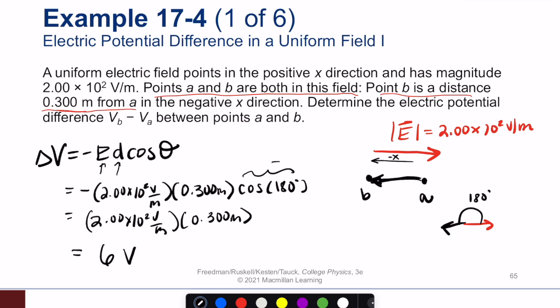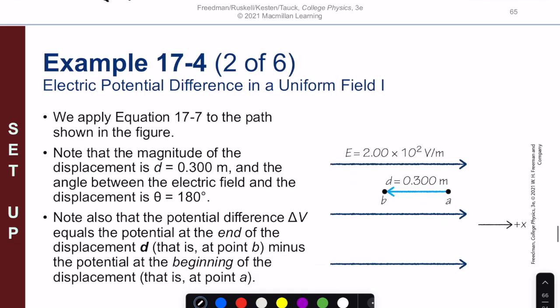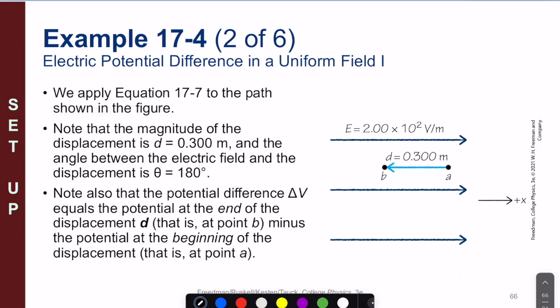So the negative sign that is attached to the definition of delta V got canceled with the fact that theta was 180. That is, the angle between the electric field and the displacement is 180, which is -1, and those canceled. Okay, so we got 6 volts. So here's a schematic of that, right? A to B was in the negative X, E is in the positive X, so the angle is 180, and then we just simply plug in the values.